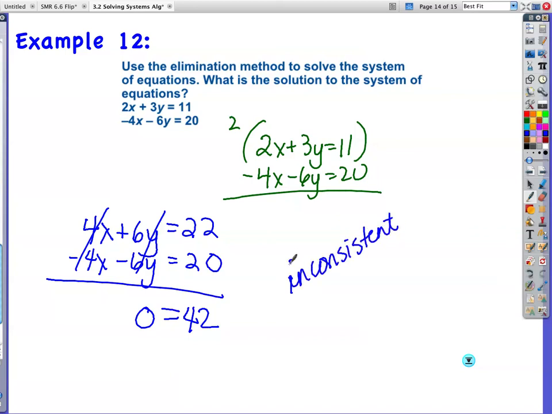Okay, anytime you see that, you're like, huh? 0 doesn't equal 42. Well, I have no solution. I have parallel lines if you were to graph that.